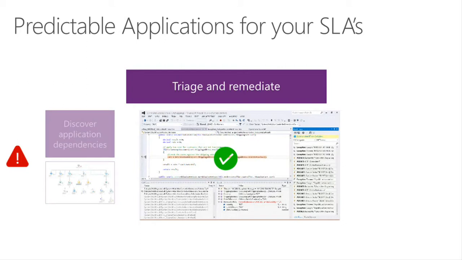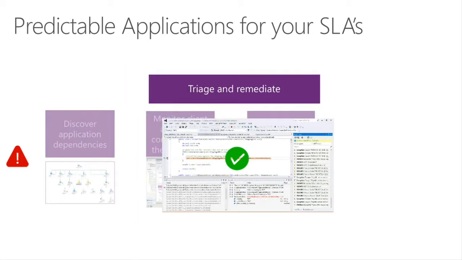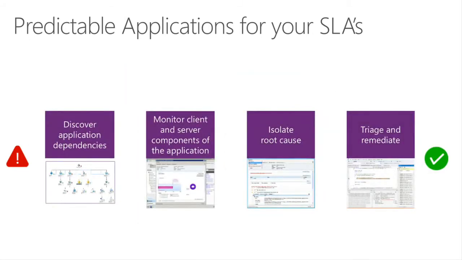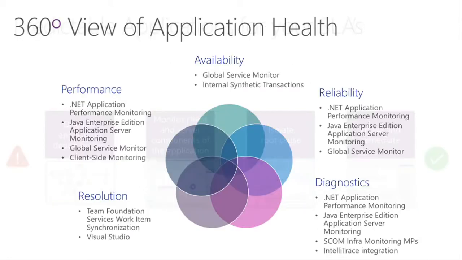So it's a very, very exciting technology, enabling a whole vision for how to get to green through application dependency insights, monitoring client and server components of the application, easily isolating the root cause, and then being able to triage and remediate those easily. And we call this the 360-degree view of application health. And with the release of System Center 2012 R2, customers now have an extensive and enhanced 360-degree view of their entire application. So let's actually walk through a couple of these.